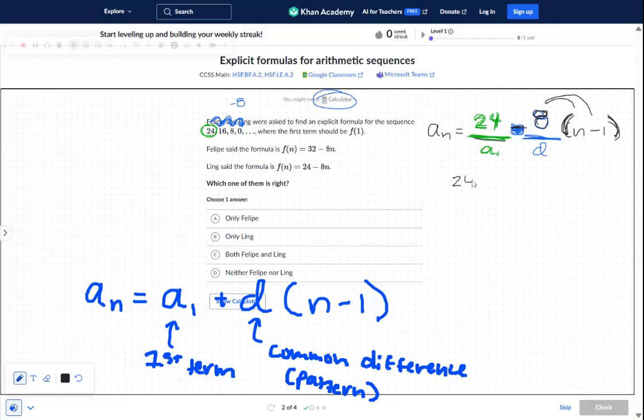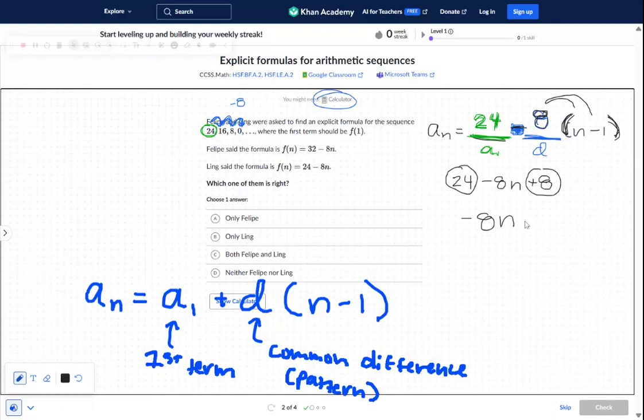So we've still got 24. Negative 8 times n is negative 8n. Negative 8 times negative 1, a double negative, is going to give us a positive. All right, and then like terms: these guys are constants, plain old numbers. They are like terms. Let's see, 24 plus 8 is going to be 32. Just had to check, because one of the options was neither. So I had to make sure that Philippe was right.